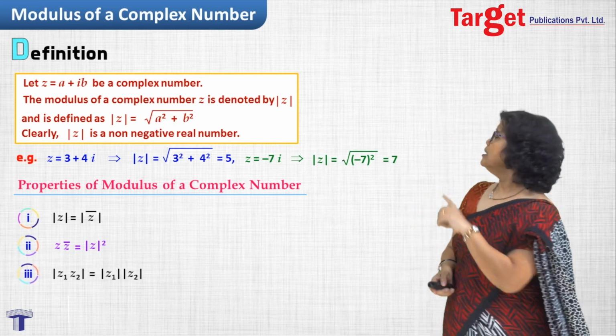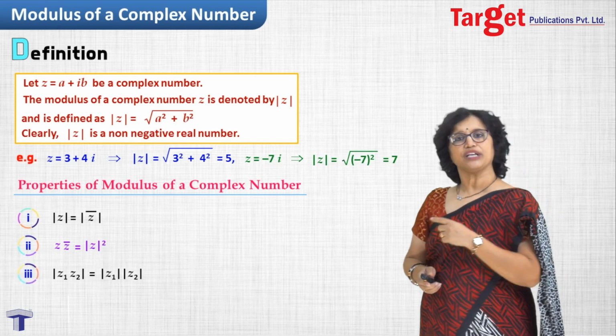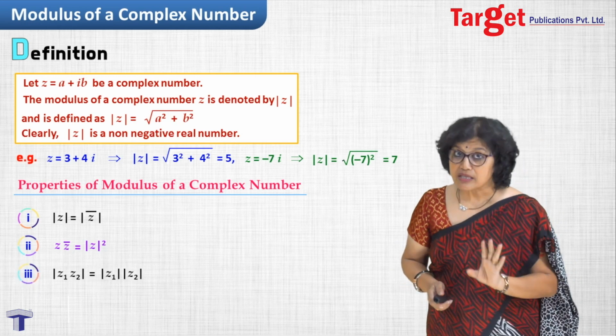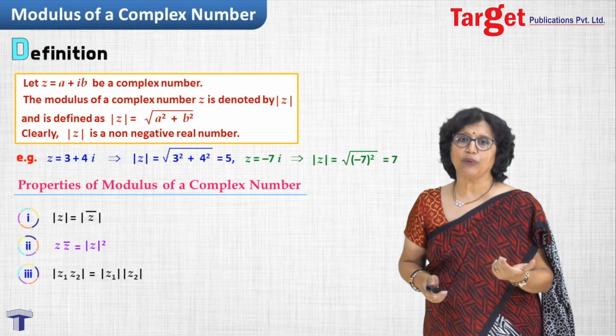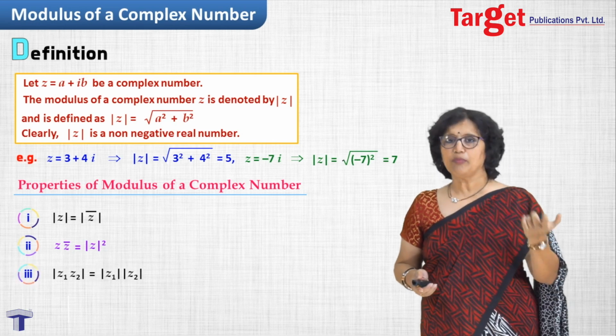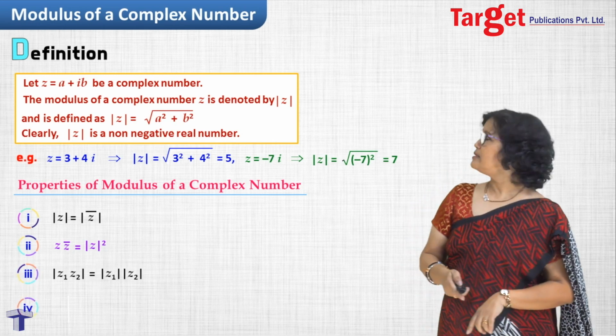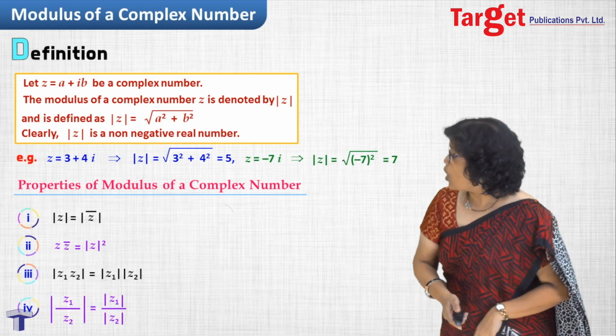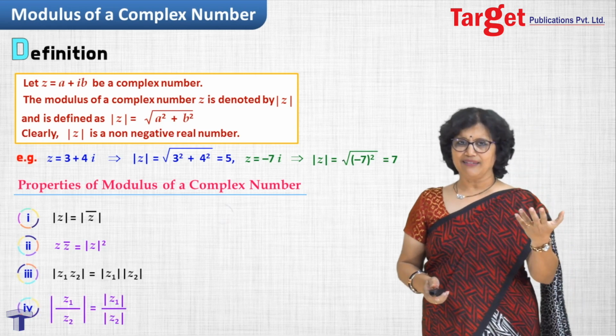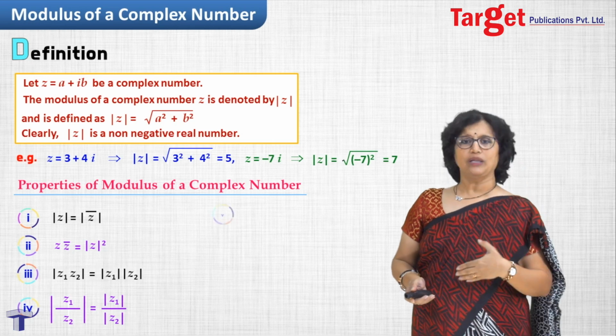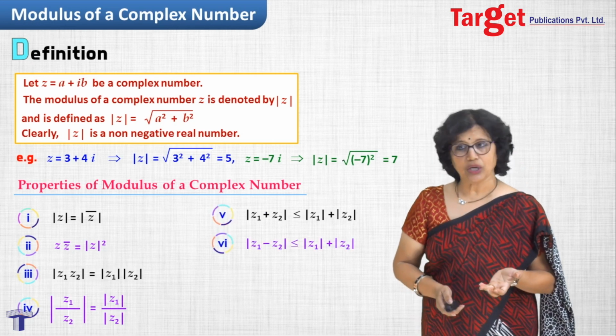The next one is mod of z1 z2 is mod z1 into mod z2, means modulus of product of two complex numbers is product of their moduli. The next one is mod of z1 upon z2, which was expected, right? So mod z1 upon mod z2, obviously z2 not equal to 0.